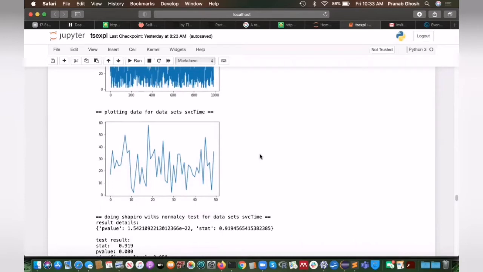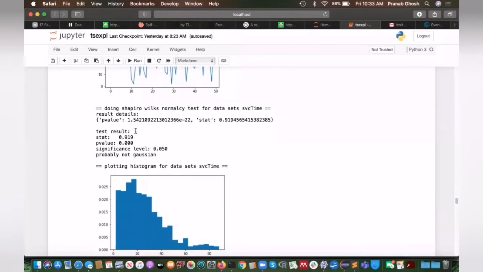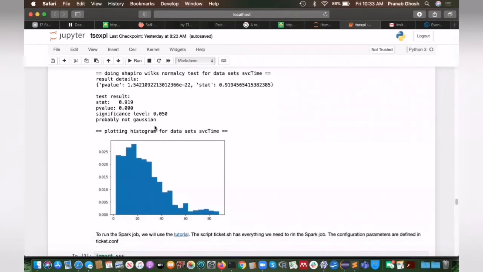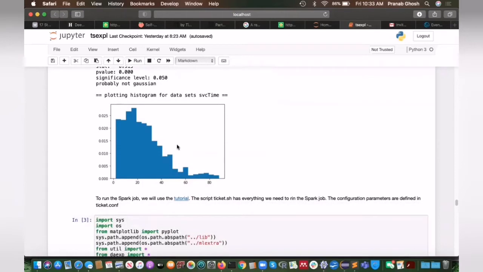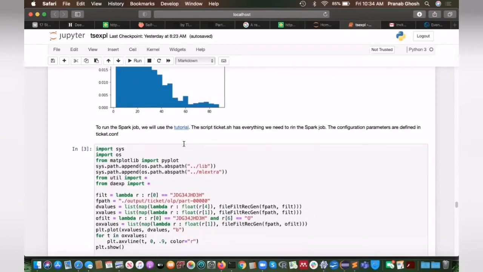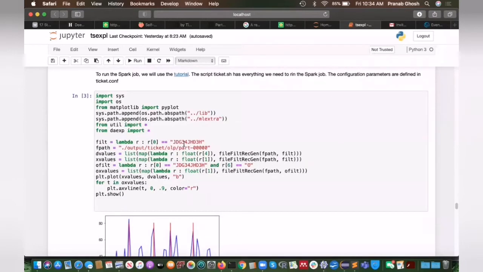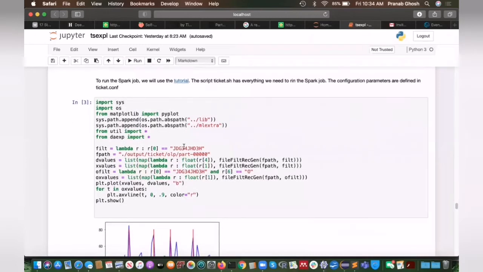So it's essentially random data. Doing a test for normalcy, whether the data is Gaussian, we know that it's not Gaussian, and that's what it's finding. Here is the histogram, so obviously it's not Gaussian. It's some distribution, but nowhere close to Gaussian. Actually, the data set was generated by sampling an empirical distribution.